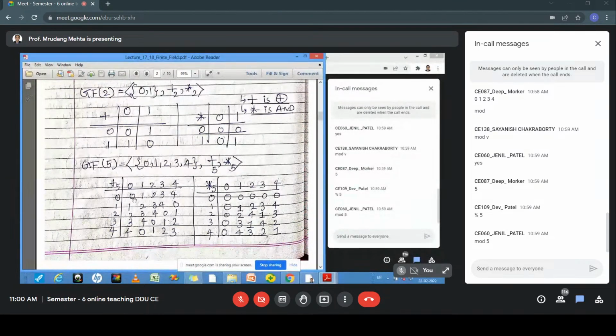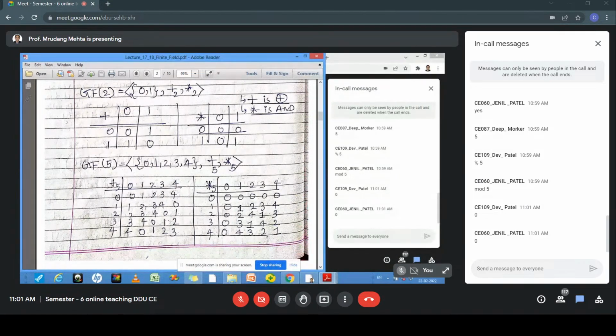Now, if you take 1 XOR 1, right? 1 plus 1, that is 1 XOR 1. So that is 2, right? 1 plus 1 is 2. 1 plus 2 is 3. 1 plus 3 is 4. Now 1 plus 4 is 5, and 5 mod 5 is 0, right? So here why we have taken this: 1 plus 0 is 1, 1 mod 5.